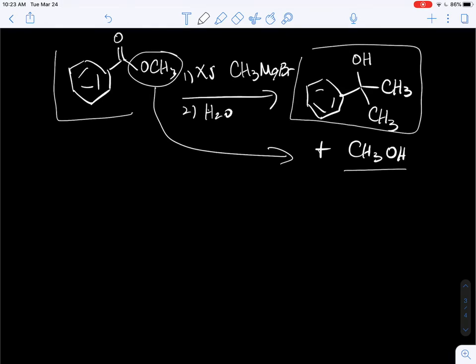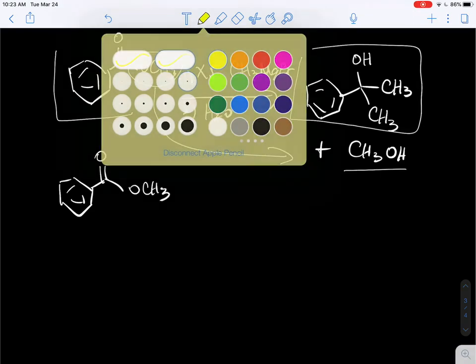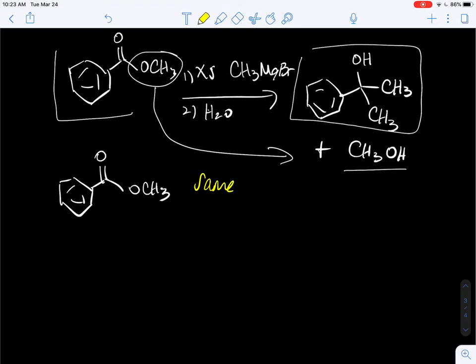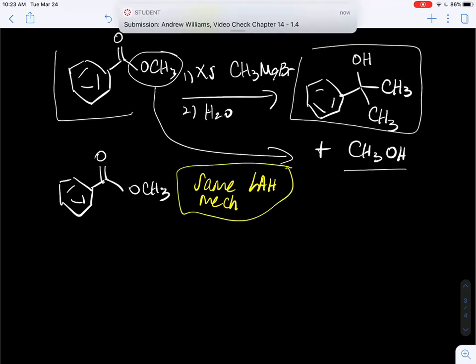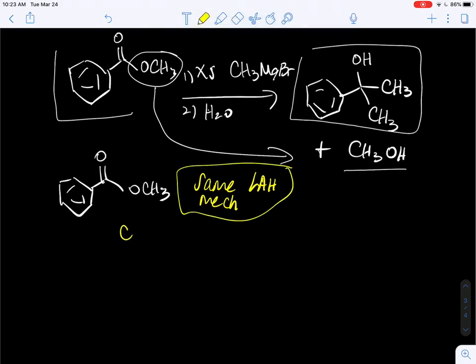How does this work? Well, you have the ester, as we mentioned, and this is exactly the same as lithium aluminum hydride. So lithium aluminum hydride does the same mechanism, so you just might make a note of that. So we have CH3 minus. Remember, that comes from the Grignard. So we attack the carbonyl carbon.